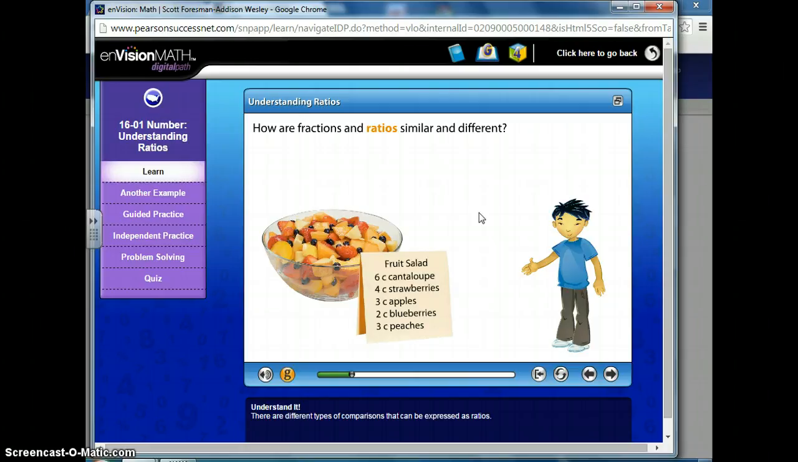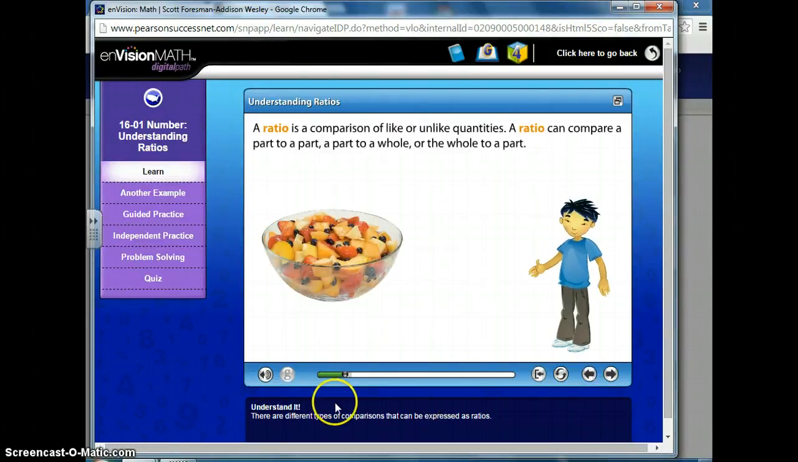I didn't get what it meant when you said that. Okay, hold on just a second. A ratio is a comparison of like or unlike quantities. A ratio can compare a part to a part, a part to a whole, or the whole to a part. Okay, I think as we go on with the video, Ethan, it should become a little more clear. But I don't understand what it means, parts of whole to part.